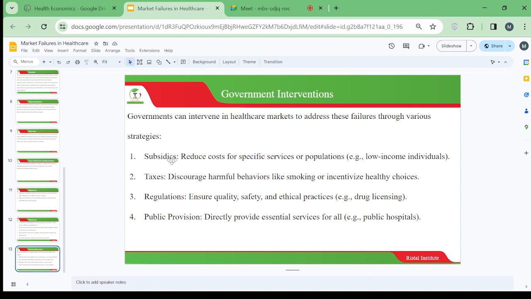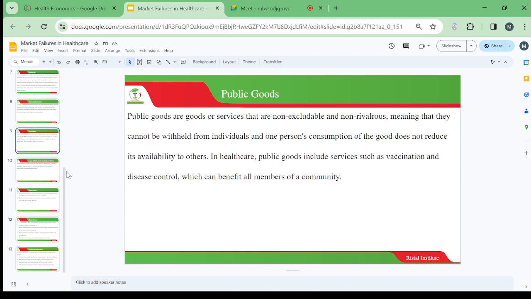So we have looked at the fact that market failures happen when resources are not allocated efficiently. And this can happen because of information asymmetry, because of market power. So with that, the government needs to actually come into play to address some of those.